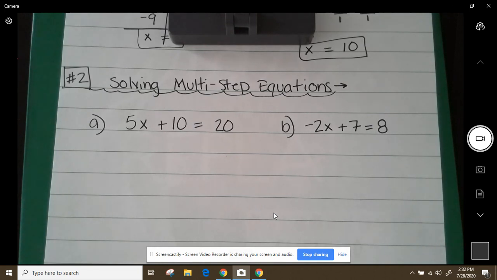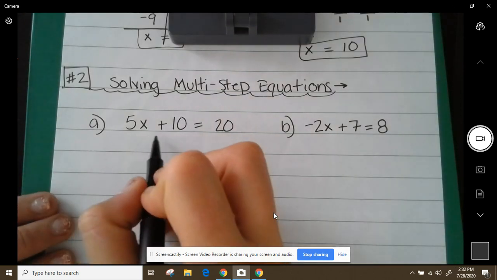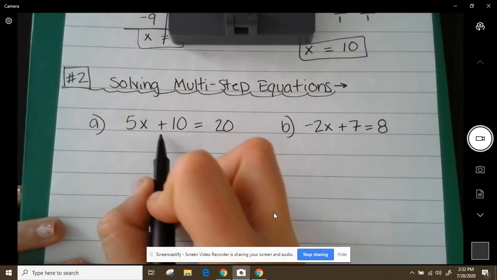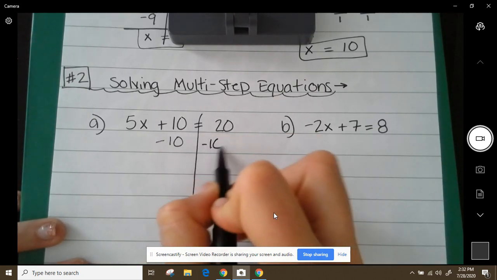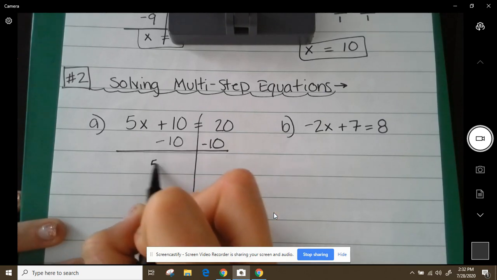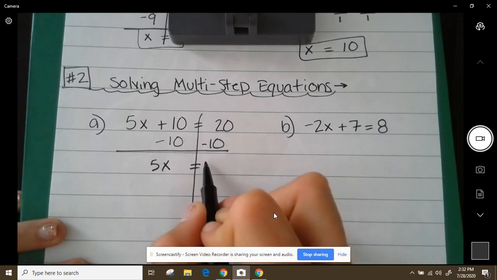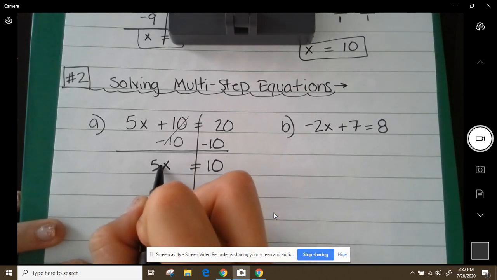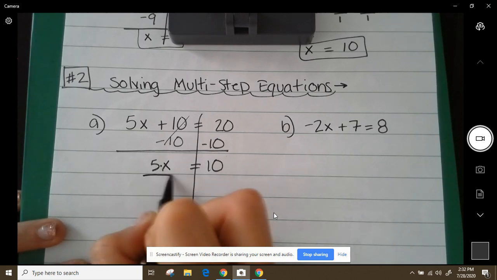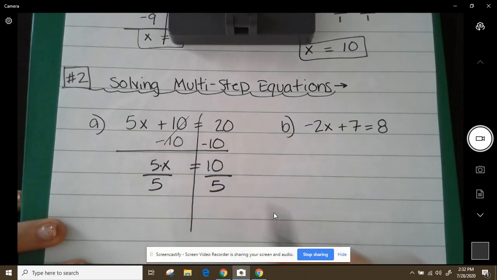All right, what'd you get for letter A? So here's what I would do for this process. We want to do addition, subtraction first. It makes things easier. So I'm going to subtract 10. What you do to one side, you do to the other. So I have 5x equals 20 minus 10 is 10. 10 minus 10, 0, so those would cancel out. Now these are connected by multiplication, so the opposite of multiplication is division. What you do to one side, you do to the other. Therefore, x equals 10 divided by 5, which is 2.